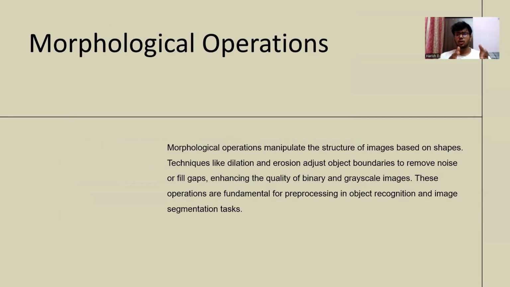Morphological operations. What are morphological operations? They manipulate the structure of images based on shapes, like triangles or any shapes. Techniques like dilation and erosion adjust the object boundaries to remove noise or fill gaps, enhancing the quality of binary and grayscale images. These operations are fundamental for pre-processing in object recognition and image segmentation tasks.